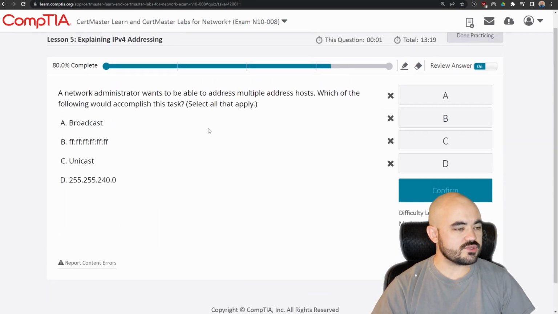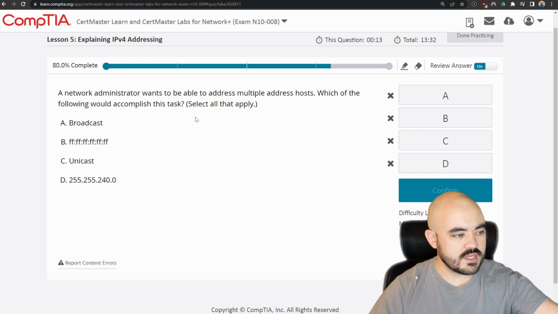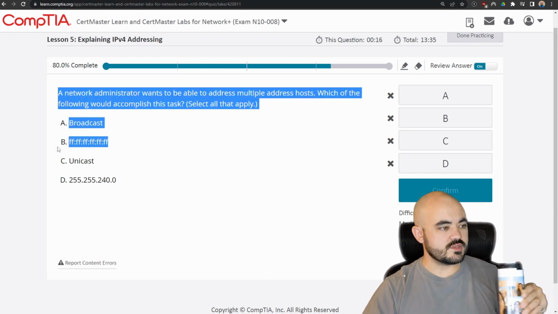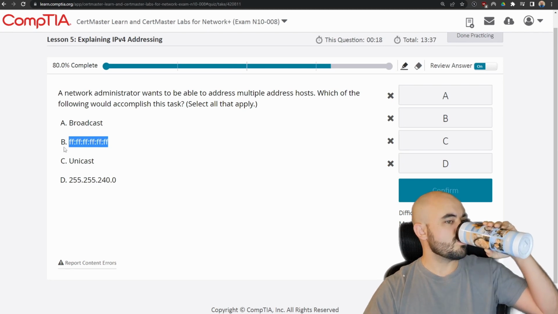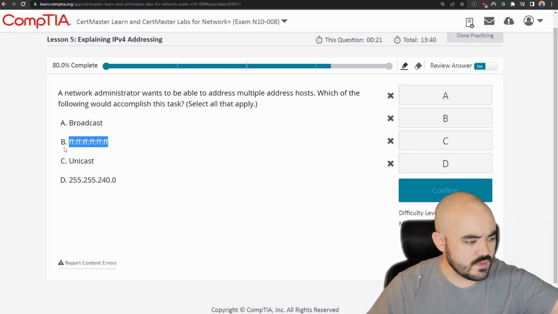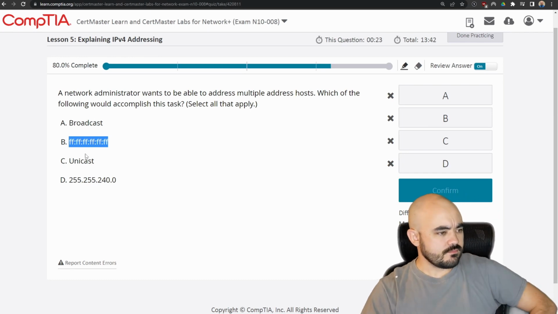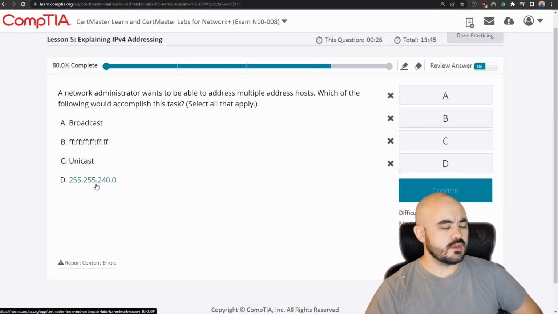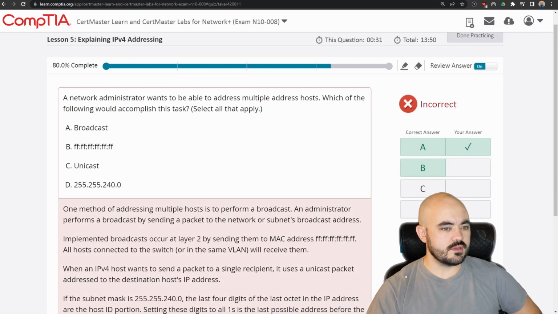Next question. A network administrator wants to be able to address multiple hosts. Which of the following would accomplish this task? Multiple address hosts. Broadcast would work. This is broadcast for a MAC. So I feel like that would also work. Unicast would definitely not work. And I'm not sure about this one, if that's something special or not. But I'm going to say broadcast address. And it would have been broadcast and okay. Oh, I didn't select all that apply. I should have gotten that one right.